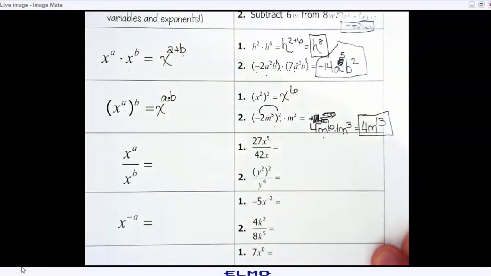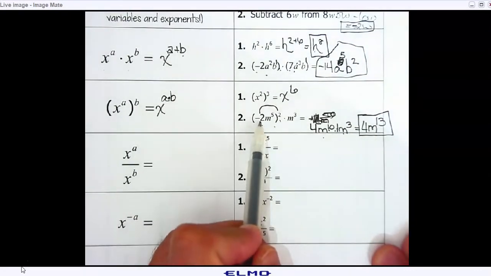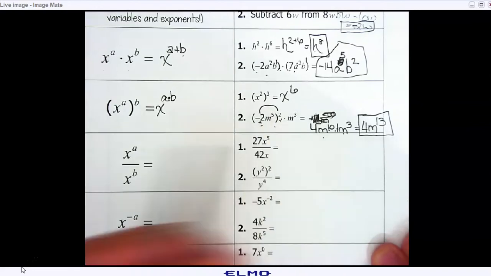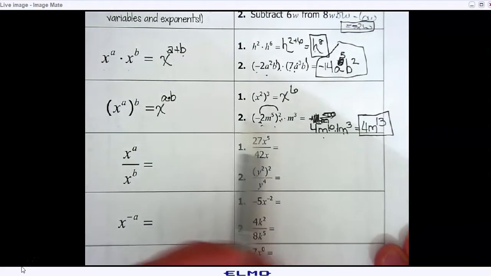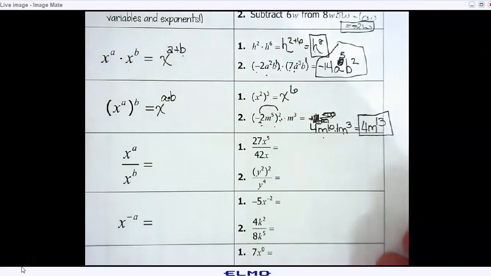There we go. Can't forget this, that if I have a coefficient with an exponent on the outside, I have to take this to that power. Negative 2 squared, in case you're just confused where I got this 4 from, means negative 2 times negative 2. A negative times a negative is a positive. So 2 times 2 would be 4.